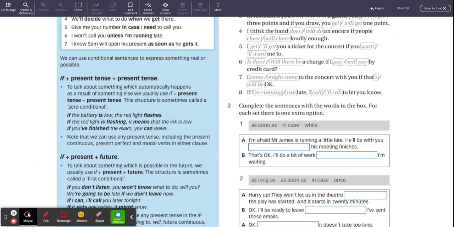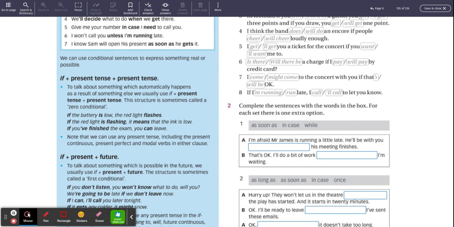That could be a machine. If the red light is flashing, that means that the ink is low. If you've finished the exam, you can leave. The present tense on both sides. These examples, of course, also include present simple, flashes, like every time. Is flashing at this particular moment, and then what it means, that's a state verb, so that's never going to have an ing form anyway. Or even, of course, present perfect, if you have finished the exam, you can leave. Okay, but that's not thinking of a specific time, that's thinking about every time, something that happens every time.